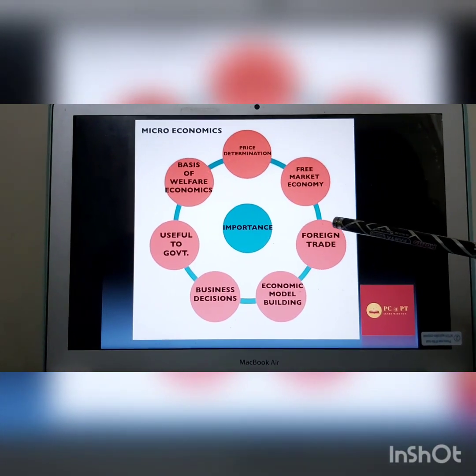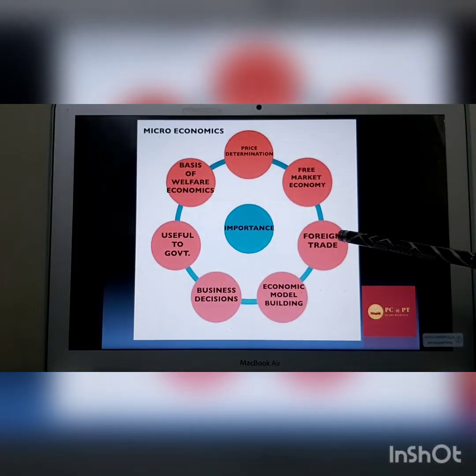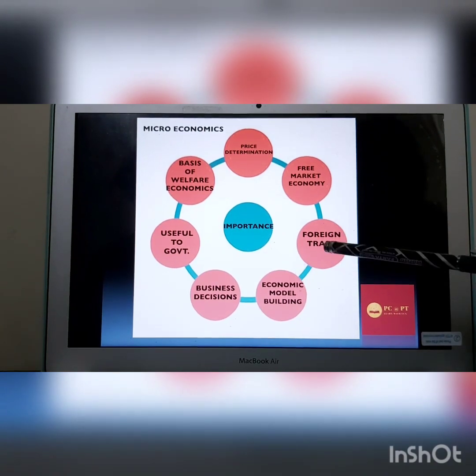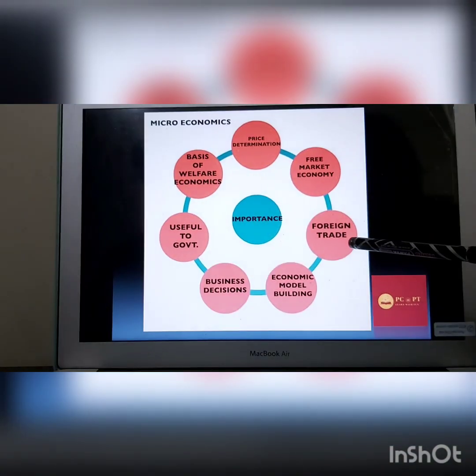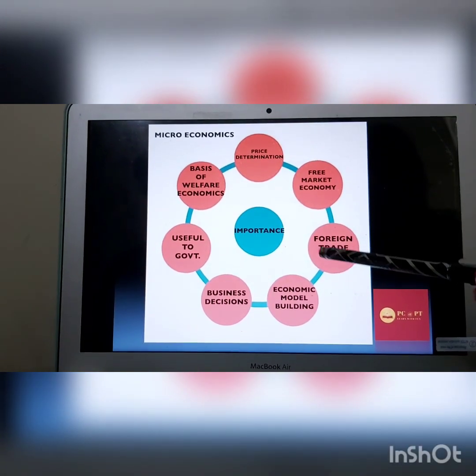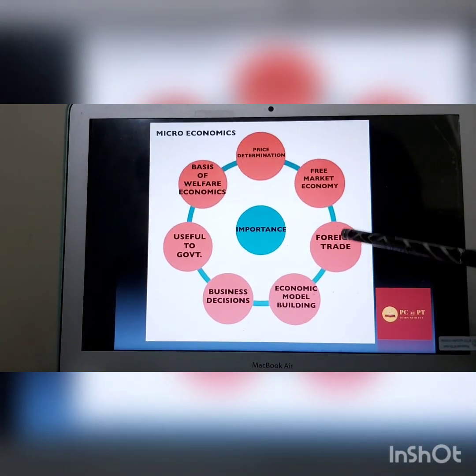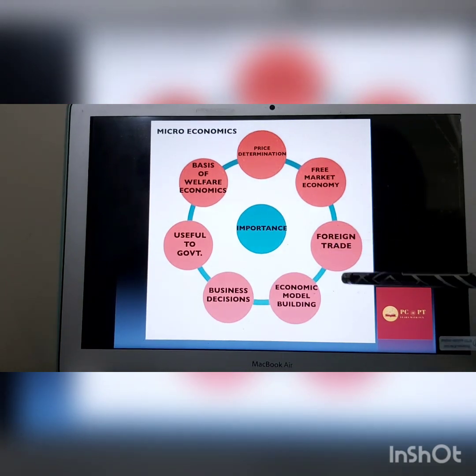Foreign trade. Now here, you very well know when we import or export, there are various types of tariffs. What are tariffs? Taxes which are levied on the goods imported or exported. So these policies are determined under microeconomics.